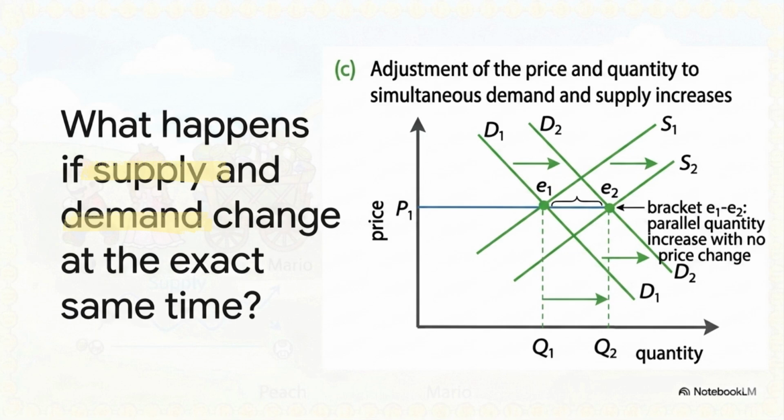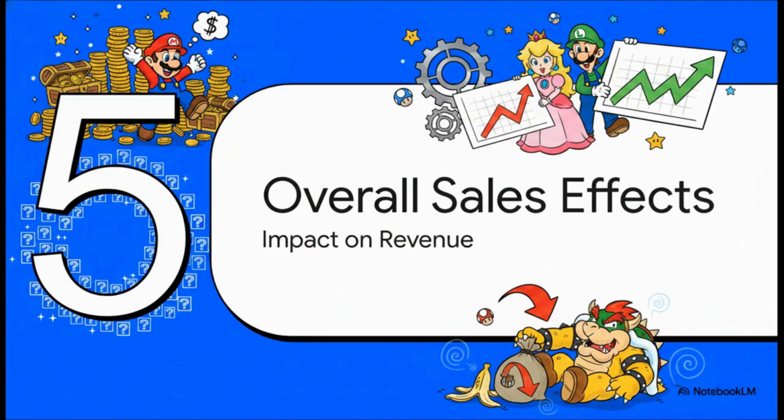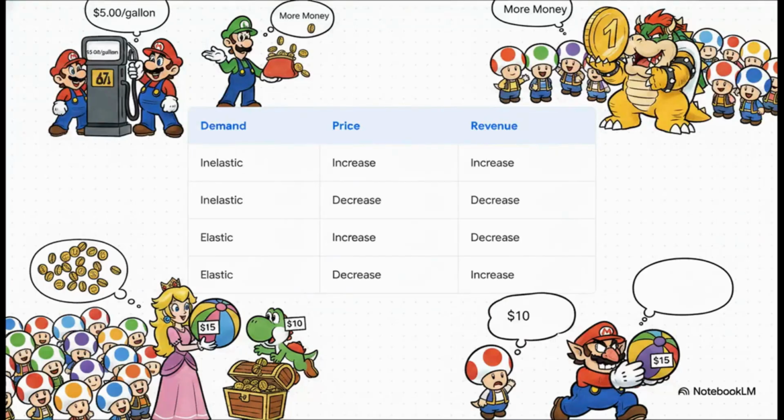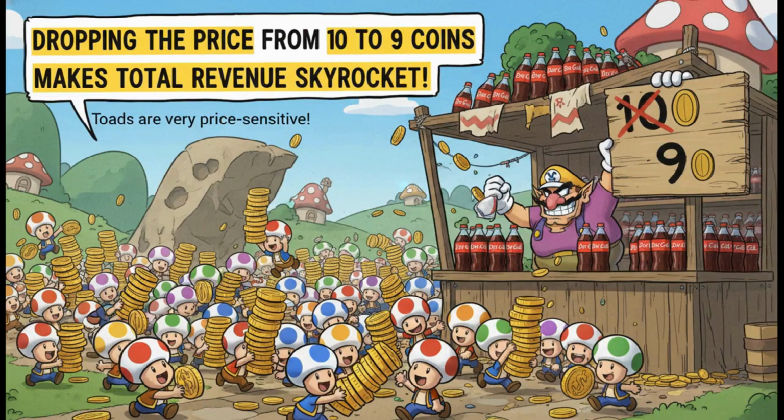Finally, let's look at why this matters in the real world in Section 5, Consequences for Overall Sales. As a business owner, you might naturally think, hey, if I just lower my price, I'll sell more and make way more money. Well, not quite. As we can see here, it's rarely that simple. It completely depends on the price elasticity of your demand. If your demand is inelastic, meaning your customers aren't super price sensitive, kind of like with gasoline, dropping the price actually won't increase your sales enough to make up for the cheaper price tag, so your total revenue actually goes down.